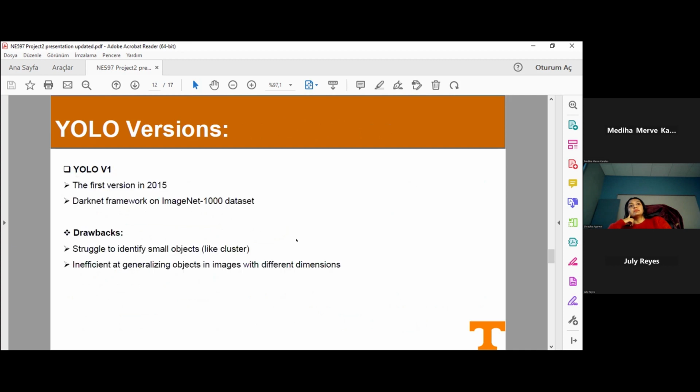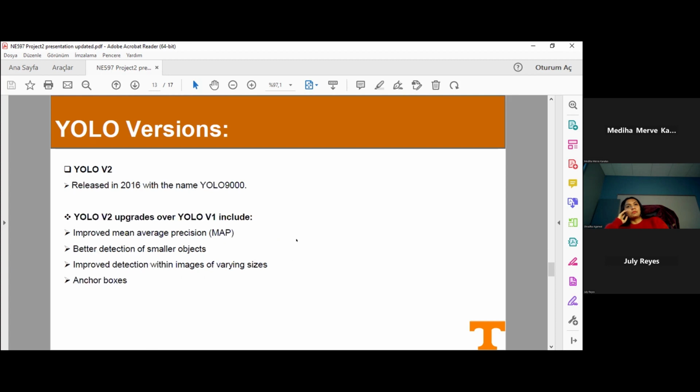YOLO V1, the first version, was introduced in 2015. It used a limited Darknet framework trained on the ImageNet dataset. This dataset has many limitations and restricts the usability of YOLO V1. YOLO V1 struggled to identify small objects that appeared as a cluster and was inefficient at generalizing objects in images that had different dimensions than the trained image. This resulted in poor localization of objects within the input image. That's why YOLO V2 was developed.